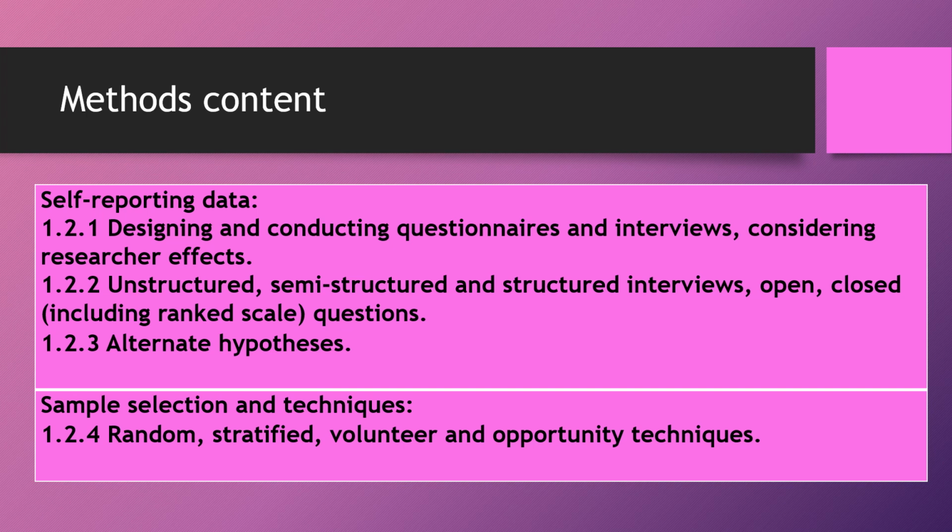There'll be a little bit of a recap on alternate hypotheses. If you remember from cognitive psychology, this is your hypothesis. It's called an alternate hypothesis because you're not using an experimental method. We're also going to have a look at sampling techniques and the differences between random, stratified, volunteer and opportunity sampling.